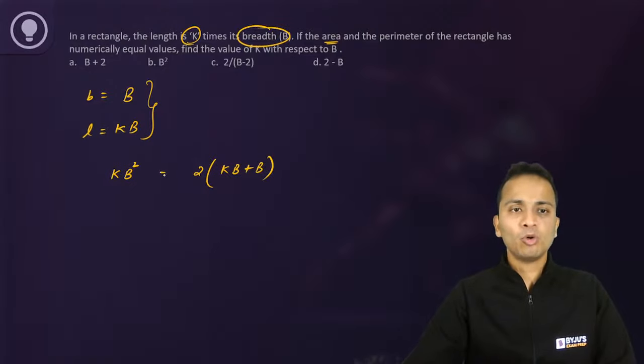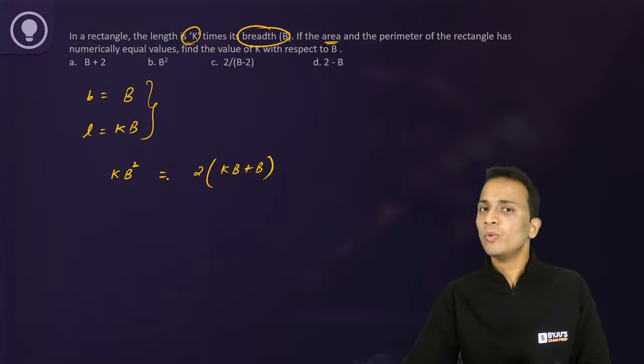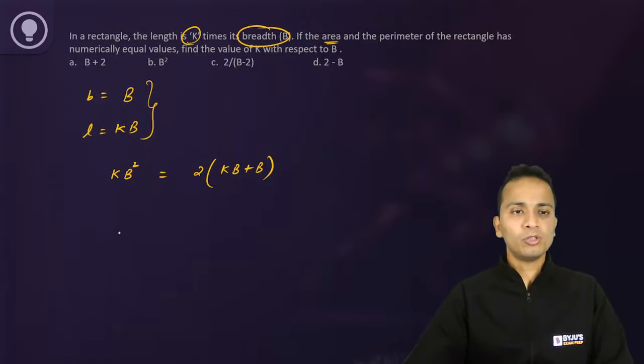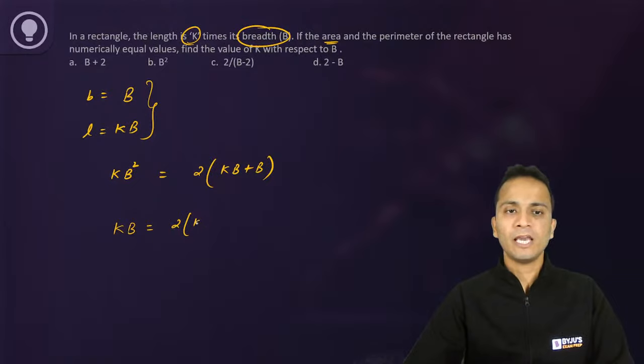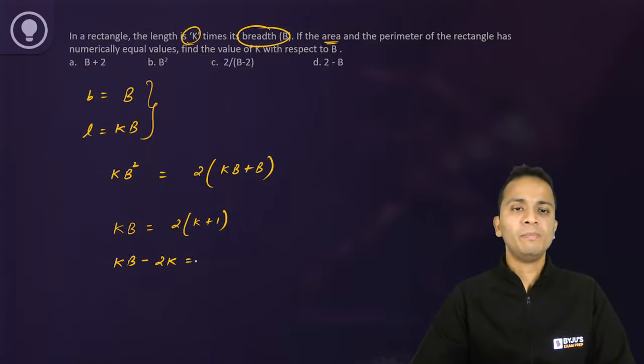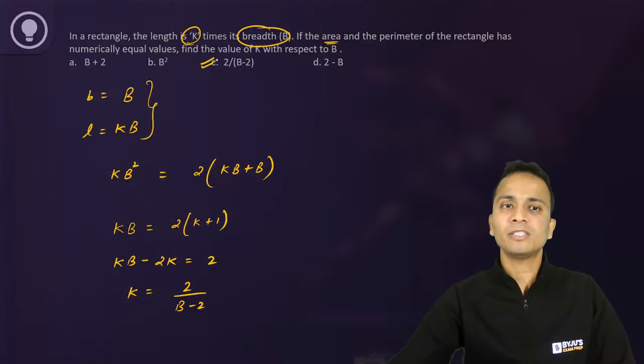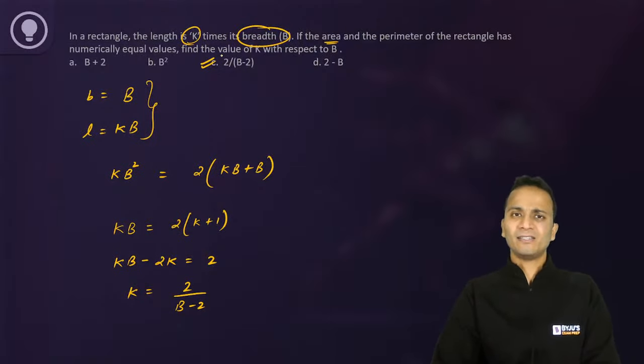All right. Now both of them are given to be numerically equal, so I can equate them. Right. Now I can cancel out B from both the sides. So on the left hand side, I'll have KB, and on the right hand side, I will have twice of K plus 1. Now let's open the bracket. So KB minus 2K will be equal to 2, and the value of K in terms of B will be 2 upon B minus 2. So 2 upon B minus 2, it is option C, and that can be marked as the answer, right?